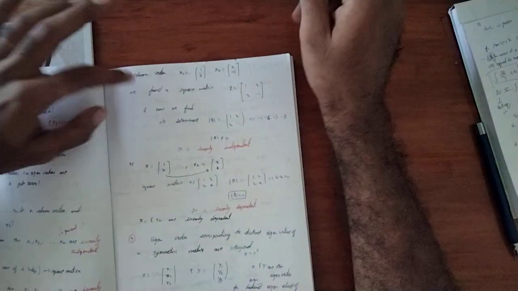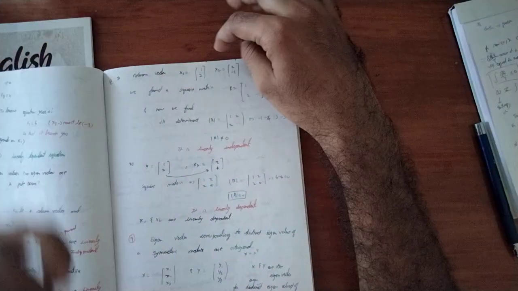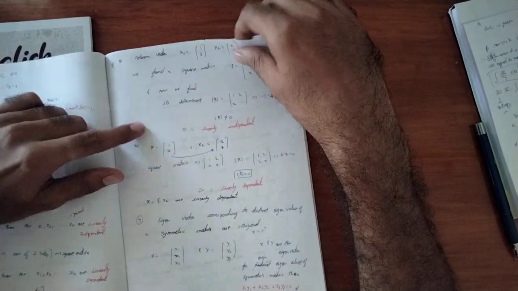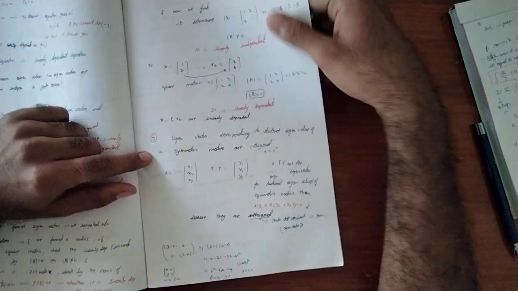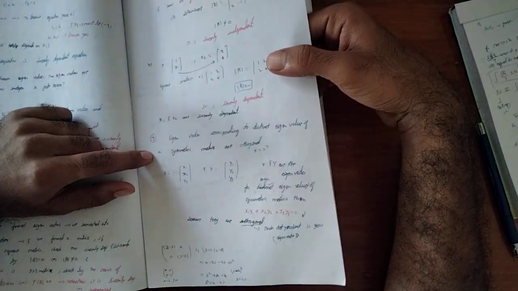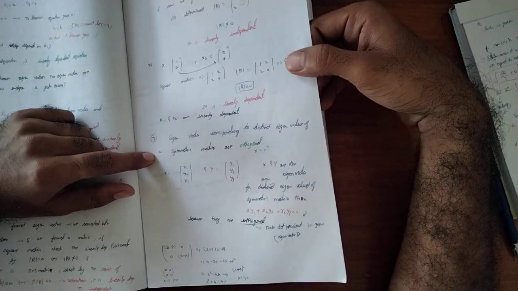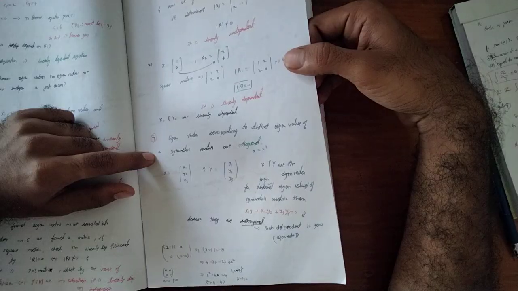Next, column vectors x1 and x2 are given. Make them into a matrix and calculate the determinant, and it will come. Next, eigenvectors corresponding to distinct eigenvalues of a symmetric matrix are orthogonal.